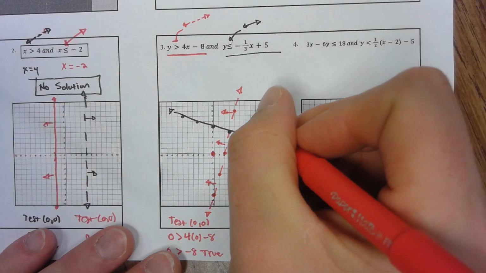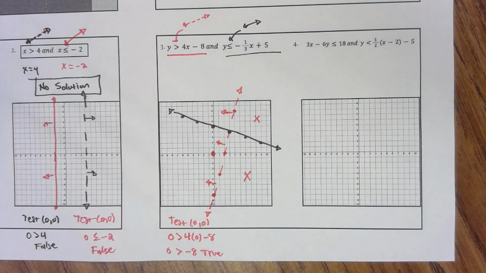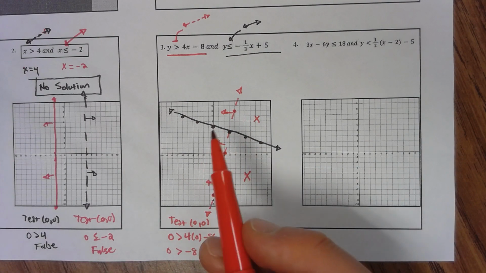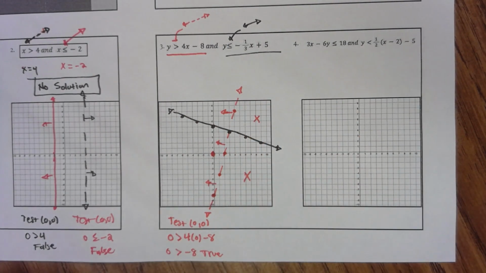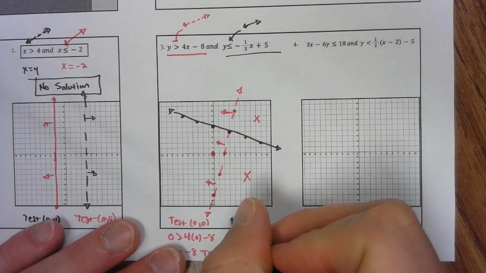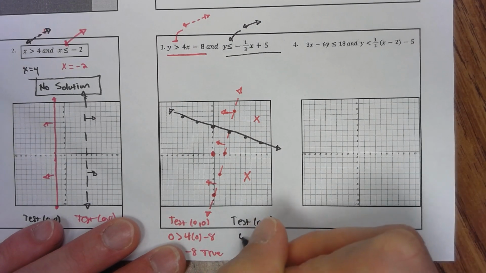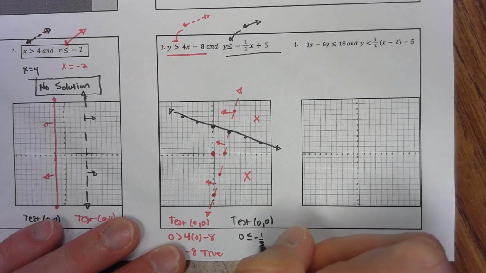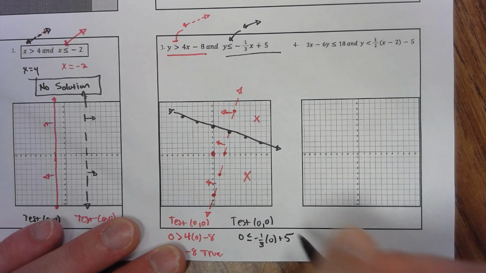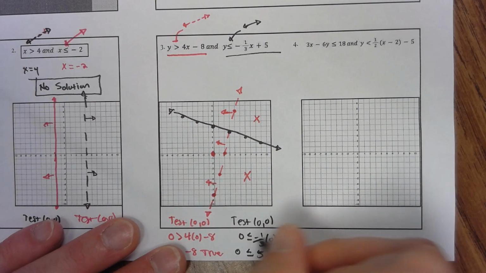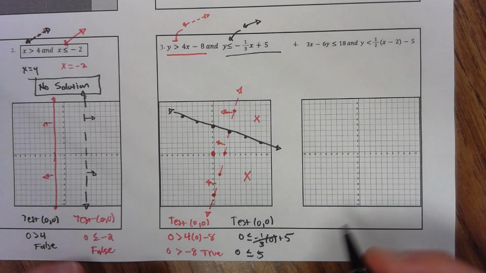So we are for sure not shading these two sections. It's either the top left or bottom left section. To figure out which one exactly, it all depends on what we get when we test 0, 0 for the other line. I get 0 is less than or equal to negative 1/3 times 0 plus 5. This is 0 being less than or equal to 5. And once again, I get a true statement.